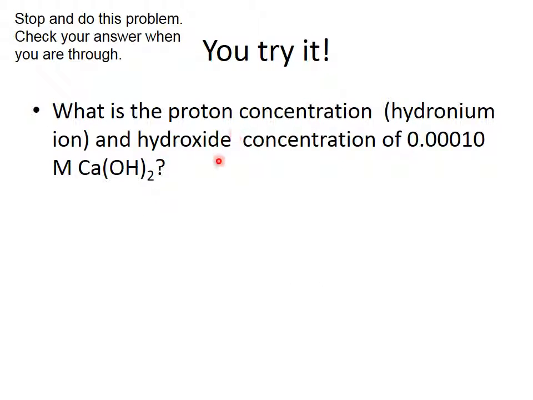Go ahead now and try to do the same problem, but for 0.001 molar calcium hydroxide. Notice that there's 2 hydroxides in calcium hydroxide. So when it goes into water, what is it going to make? 2 hydroxides in solution.